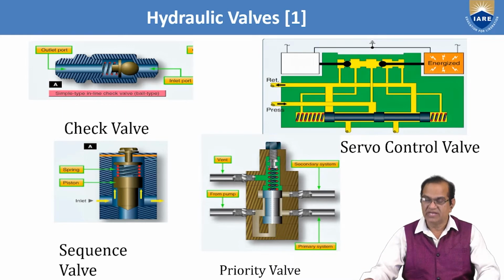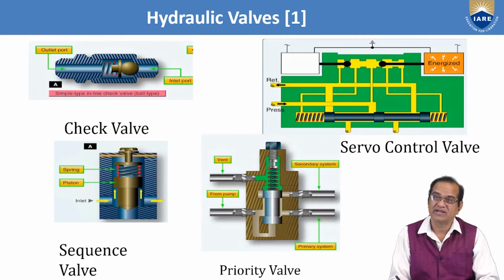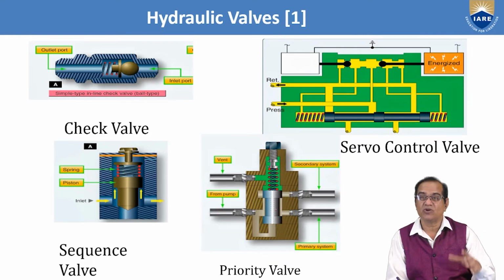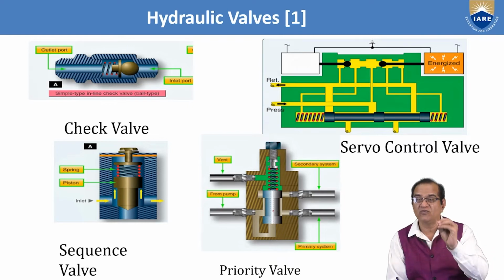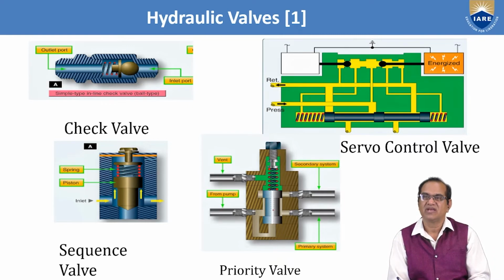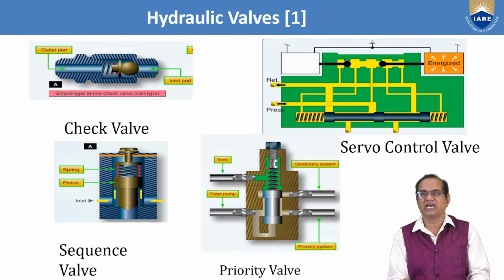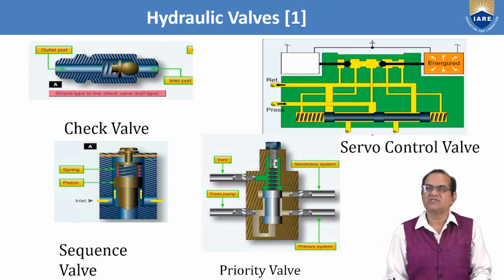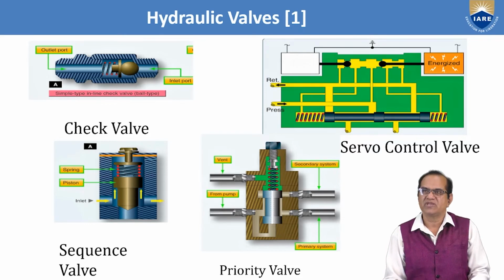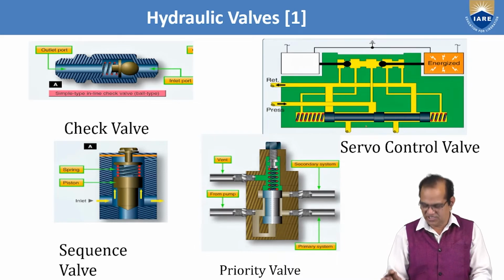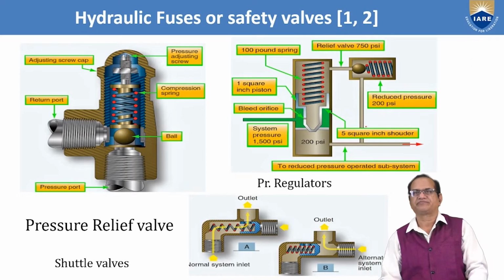Priority valve. This is the valve which will give the priority as per the requirement. If the priority is to land, then only fluid will go to the landing gear. Other systems which are not required at that time, it will not go there. Servo control valve. This valve will give the controlling capacity of the servo pistons or actuators. In this way it is working.